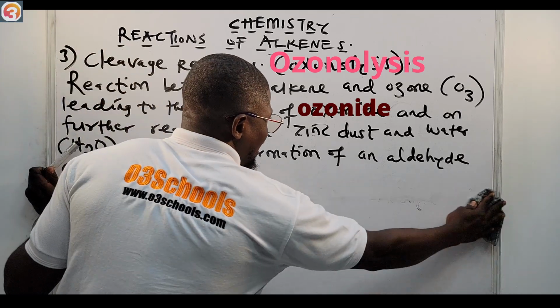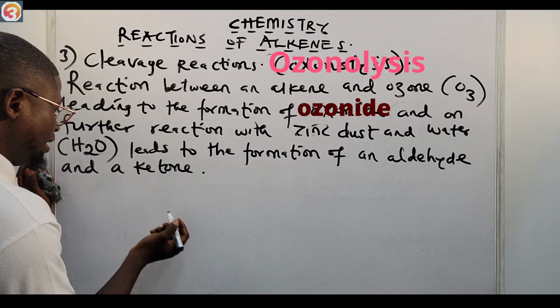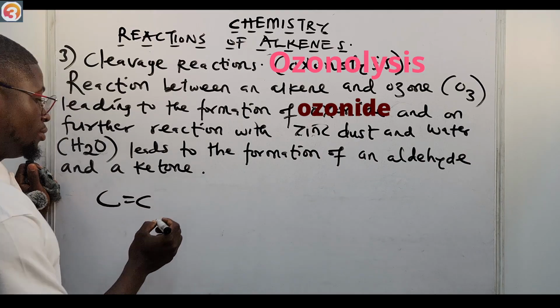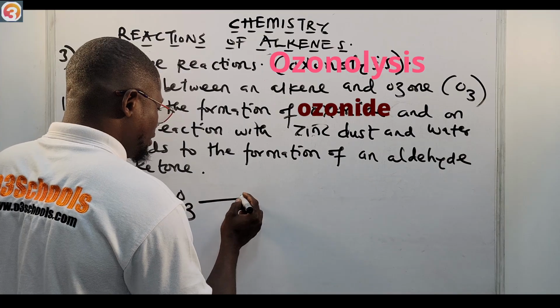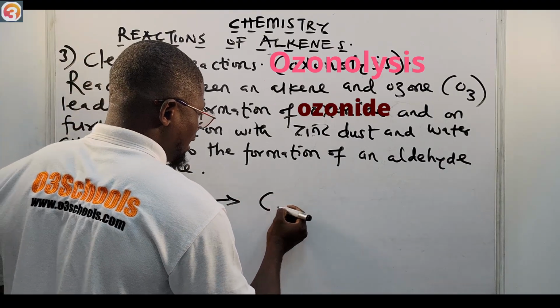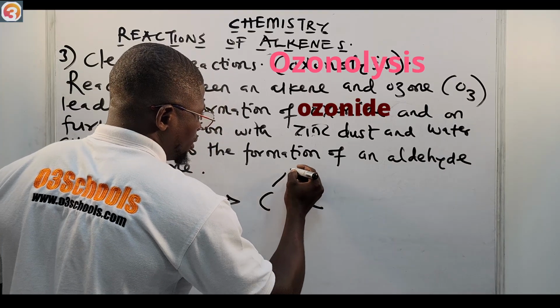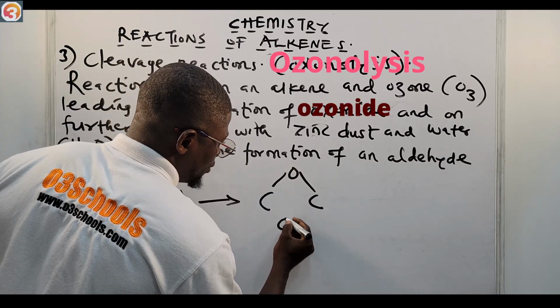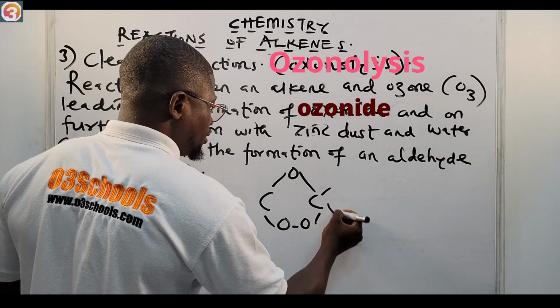Okay, so an alkene, for example, let us say ethene, C double bonded to C, will react with ozone, O3. Then this will lead to the formation of an ozonide. This is how an ozonide looks. This is an ozonide.